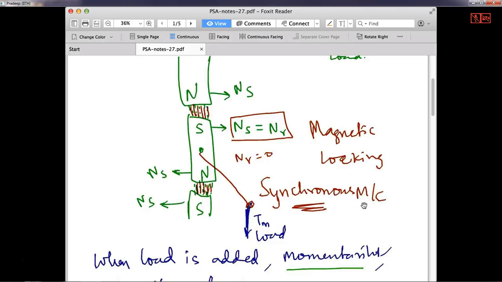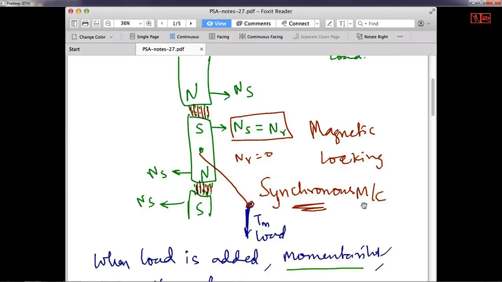Why it is called synchronous machine is that both stator and rotor rotate at synchronous speed. Either the rotor will rotate at synchronous speed or the rotor will stop. That means either it is in magnetic locking or it will simply stop working as a motor. So that is why it is called synchronous motor, and magnetic locking is very, very important.